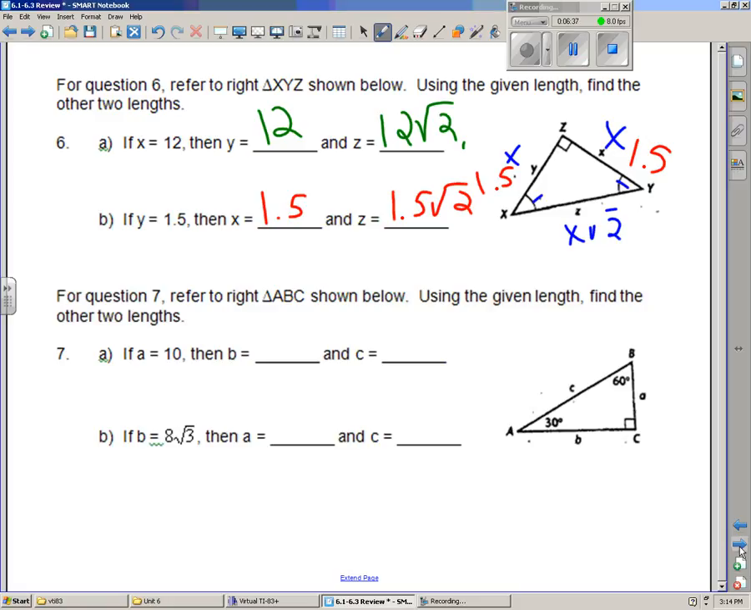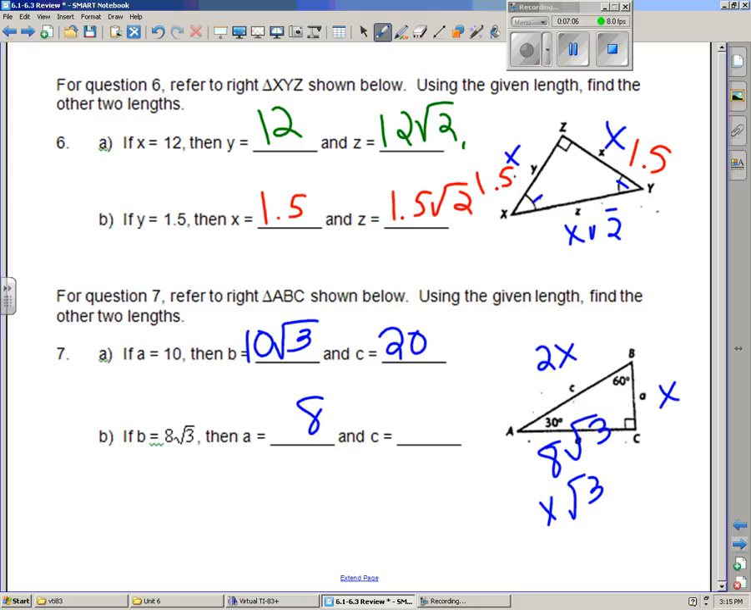So this little leg, A, is x. This little leg, B, is x rad 3. And then C is double x. If A is 10, then B is 10 rad 3, and C is 20. That's pretty easy. Let's see. If B is 8 rad 3, if you're given the side that has the rad 3 in it, then life is grand because A is just 8 and C is just 16.